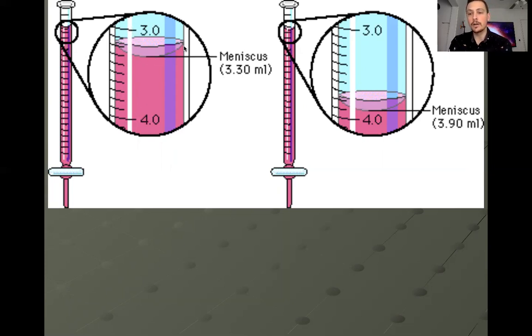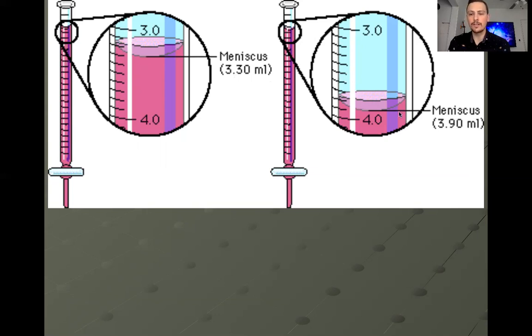We measure at the bottom of our meniscus, and we would see that the bottom of the meniscus is right there at 3.3 milliliters. But since it's right there, perfectly even with it, we would have to estimate 0 at the end. So our initial reading would be 3.30 milliliters in our burette.